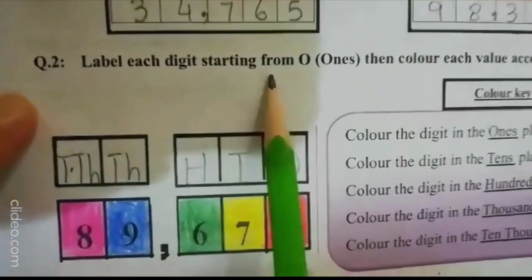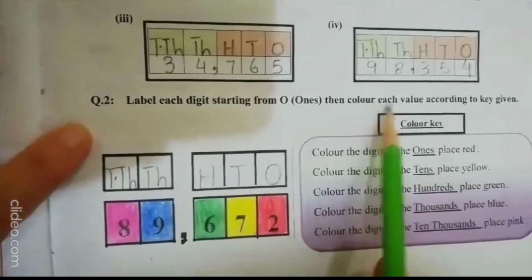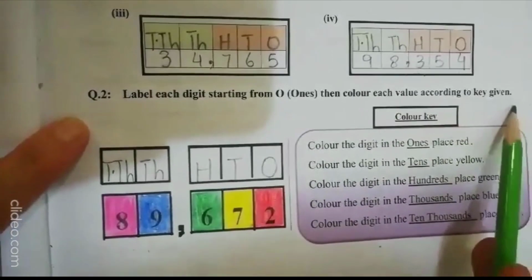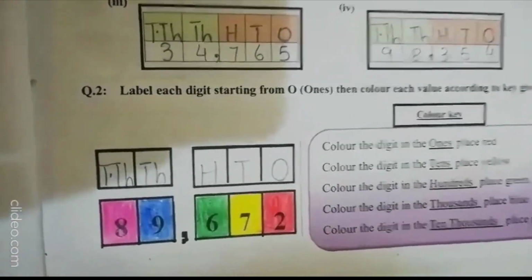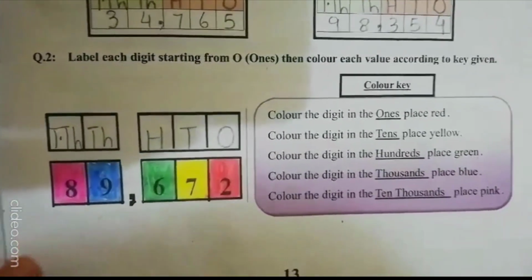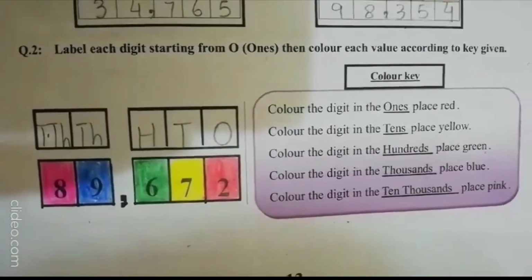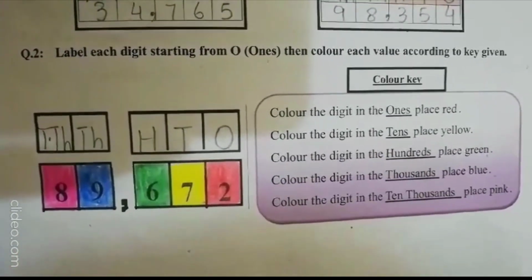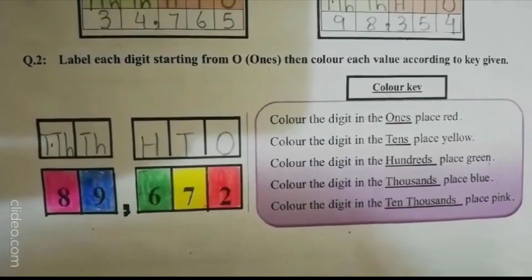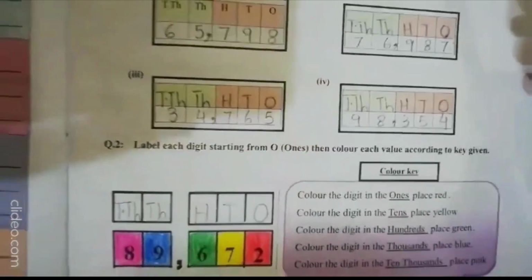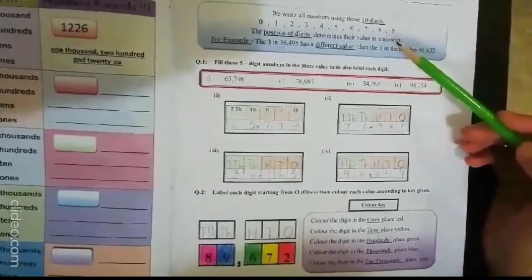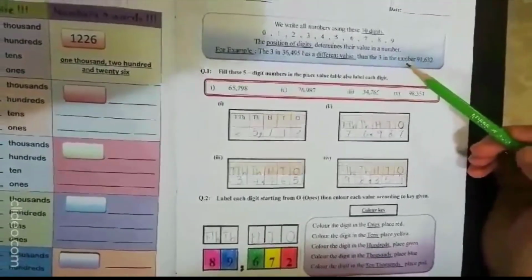Question number 2. Label each digit starting from ones, then color each value according to the key given. Have a look. I hope you all understand this place value chart and the representation of 5-digit numbers in the place value chart.